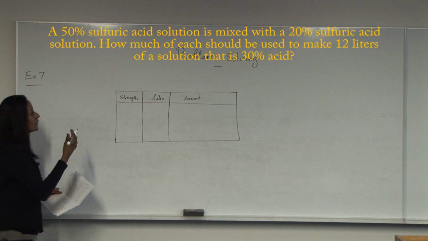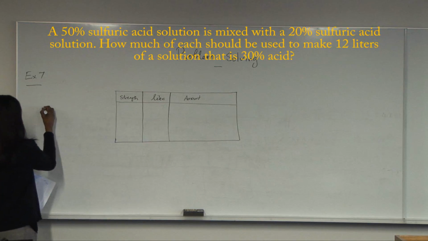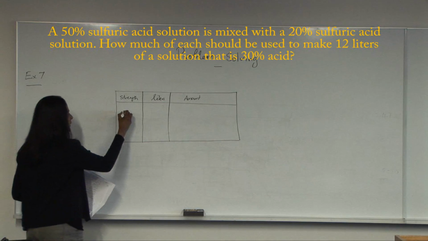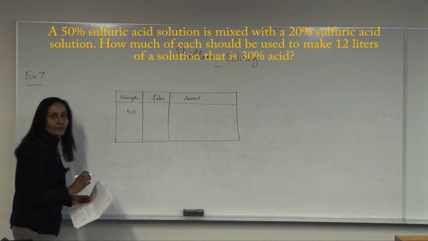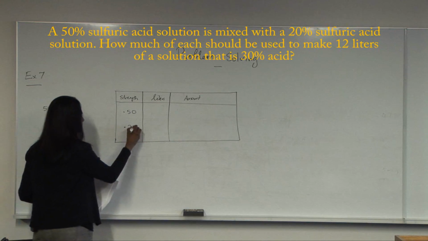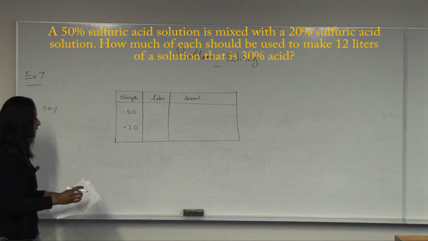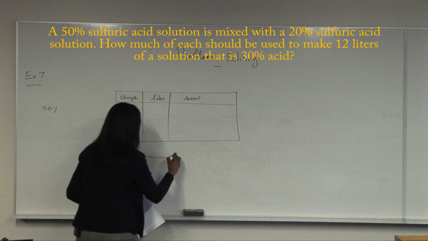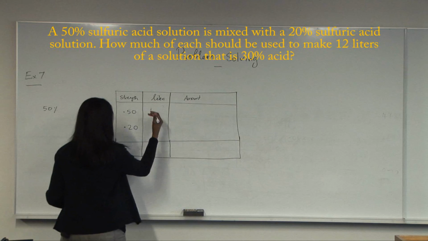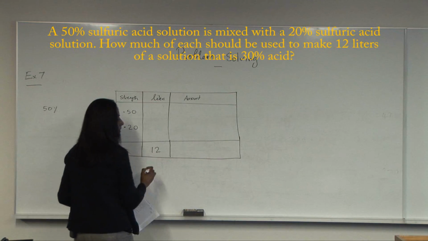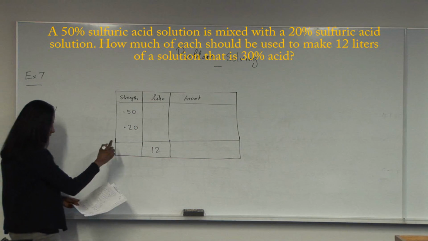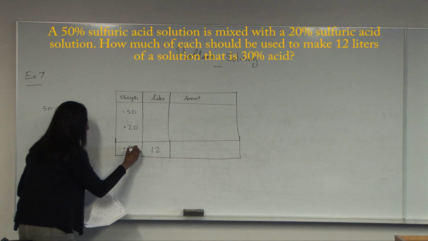So the first solution was a 50% solution, correct? 50% solution, so it's going to be 0.50. And then the second one is mixed with a 20% solution, correct? And when they mix these two, they are getting how many liters? 12 liters of what strength of solution? 30%. You all see that?